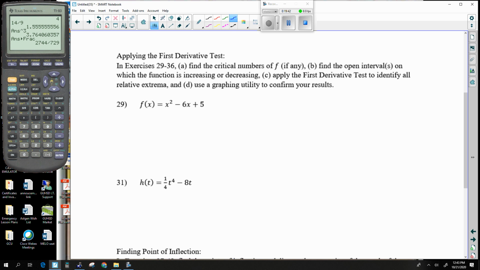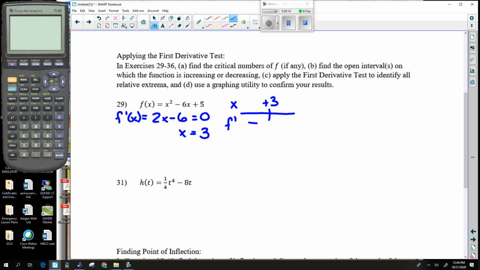Okay, so what we do is we find any critical numbers. That's where the derivative is equal to 0 or it's undefined. In this situation, we see that x is equal to 3 would be a critical number. What we do now is we take those critical numbers and do the first derivative test. So I'm testing positive 3. When I test this, if I put in a 0, for instance, my answer is negative. If I put in a huge positive number, my answer is positive. So this is going to be a minimum.